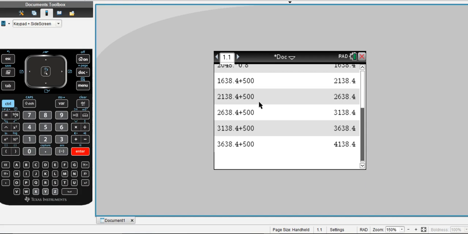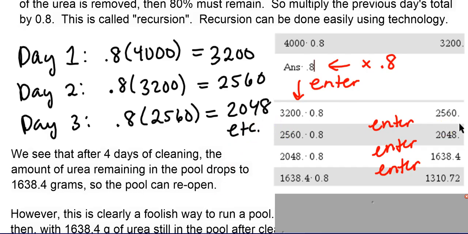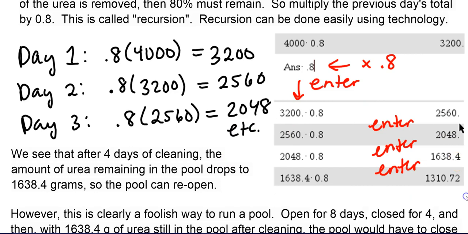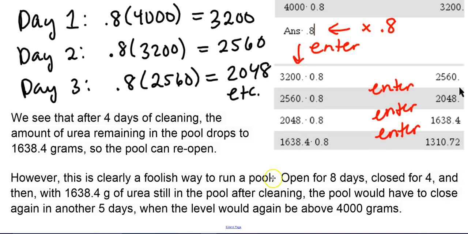All right. So now we do the 0.8. So times 0.8. 1, 2, 3, 4 more days till we get to open again. So this is clearly a foolish way to run a swimming pool: open for 8 days, close for 4 days, open for 5 days, and then we have to close again to clean. That's silly. So what's a better solution?